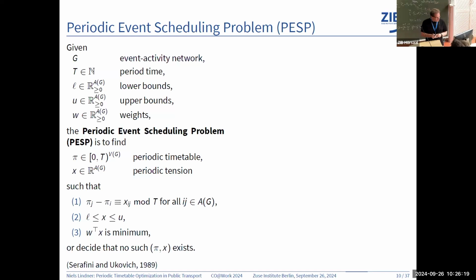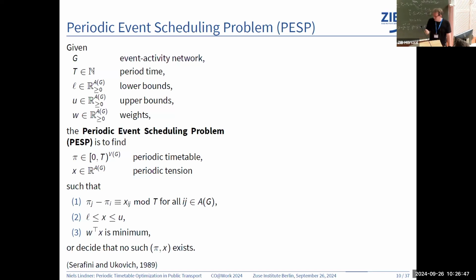And finally, we of course want that these activity durations adhere to the bounds, and we are optimizing, so we want to minimize the total weighted periodic tension. So if the weights reflect passenger loads, this just means we want to minimize the total travel time of all passengers, plainly as it is. And yeah, so that is the problem. It might, of course, be that something like this does not exist, so it's not automatically feasible. So deciding that will also be part of the problem.